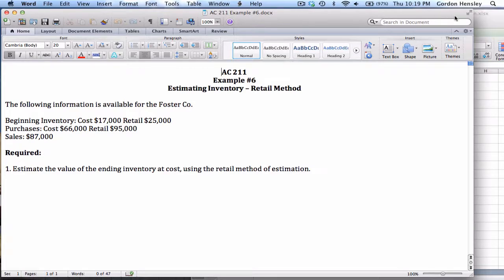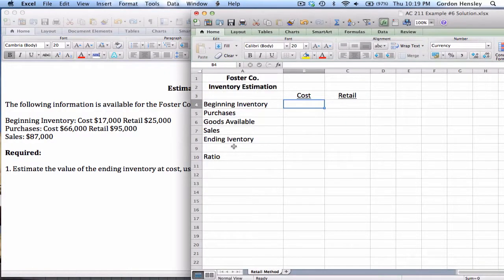In order to do this properly, we have to set this up, and I've already set this up in advance in Excel. First of all, we simply have the name of the company, Foster Company. We are doing an inventory estimation. We will have two columns, one for cost and one for retail. We will have beginning inventory, purchases, goods available, sales, ending inventory, and also at one point we'll have to calculate a ratio. When we calculate that ratio, that's going to be based upon a formula that we will talk about shortly. So to start off, I'm simply going to plug in all the information that I was given.